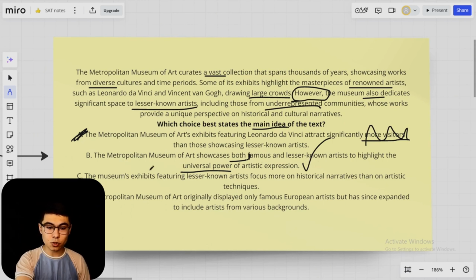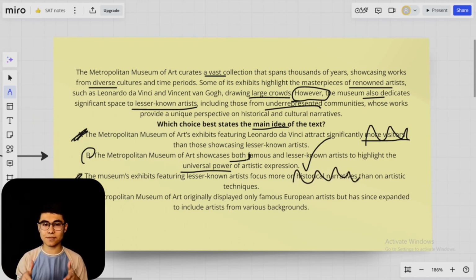Choice C, the museum exhibits featuring lesser-known artists focus more on historical narratives than on art techniques. So this choice is wrong because there is no comparison between historical narratives and artistic techniques. It's a very detailed thing. It's too specific, and it cannot be the main idea of the text.